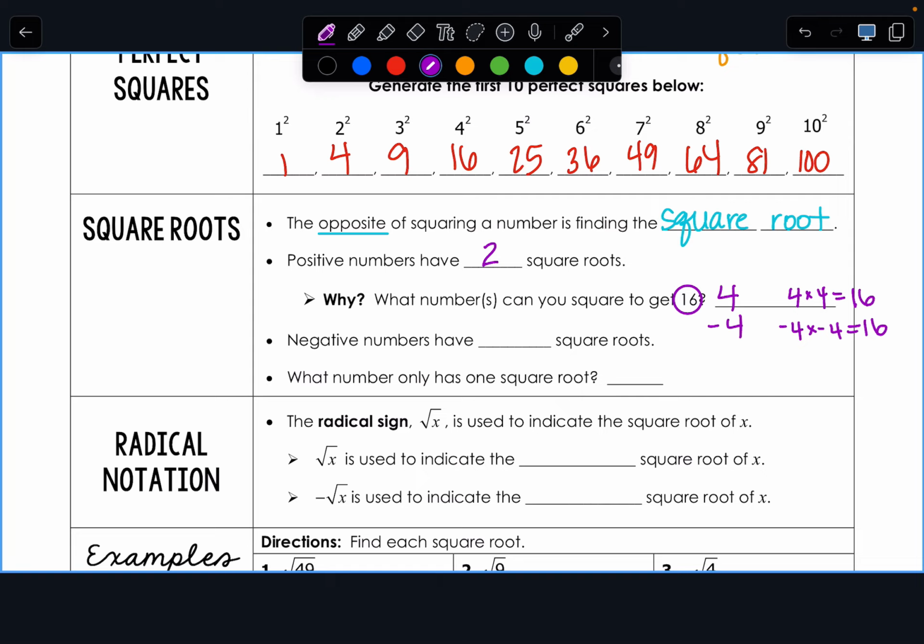Okay? Can we have a negative? Can I have a number times itself that equals a negative number? Positive times positive, negative times negative is always going to give us a positive answer. So a negative number is never going to have a square root because we can't square a number and get negative. Okay, so I'm never going to ask you for the square root of negative 4. That can't happen.